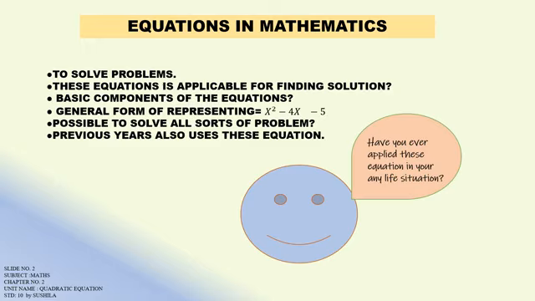What do you generally do with equations in mathematics to solve problems? These equations are applicable for finding solutions, and they have basic components. Suppose, for example, you take x square minus 4x minus 5. This equation has certain compositions in which an x term is there and non-x terms are there. Numerical form is there, non-numerical form is there. Just be careful with the terms.